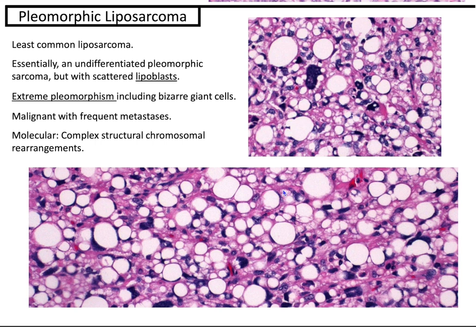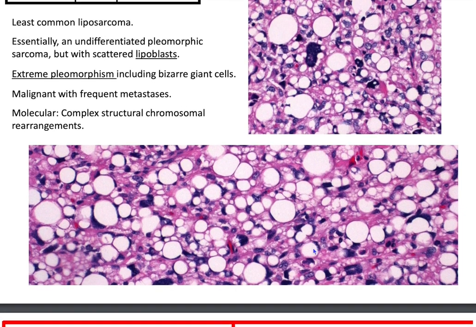Pleomorphic liposarcoma. This is the least common liposarcoma. It's essentially an undifferentiated pleomorphic sarcoma, but it's called a pleomorphic liposarcoma because there's an area of differentiation with these scattered lipoblasts. So you know it arises from the adipocytic line of differentiation. There's extreme pleomorphism, including bizarre giant cells, as you can see here. They're malignant with frequent mets, and they have complex chromosomal rearrangements.